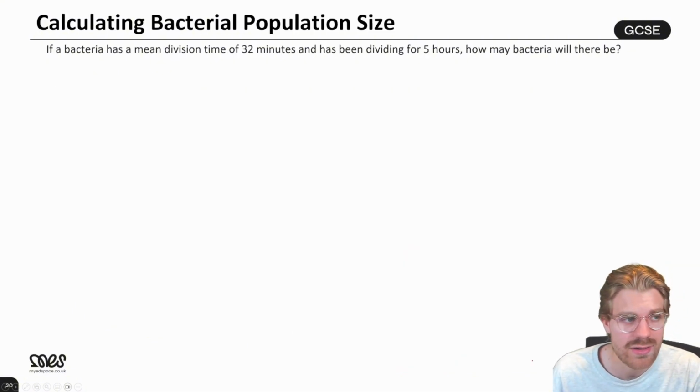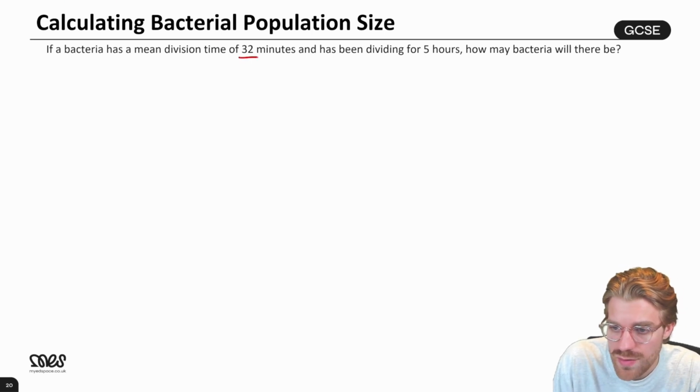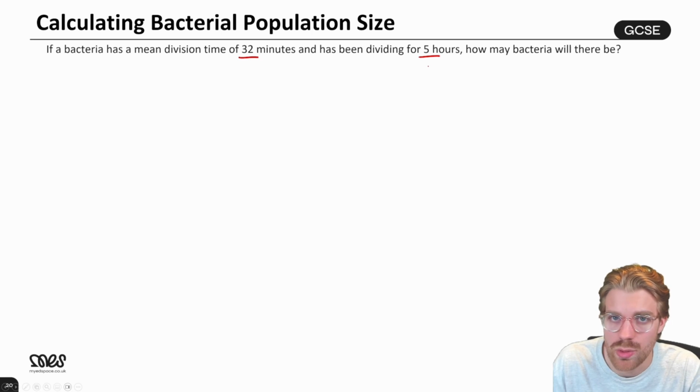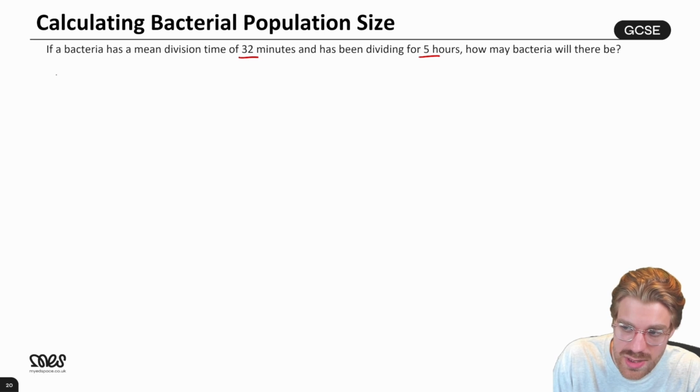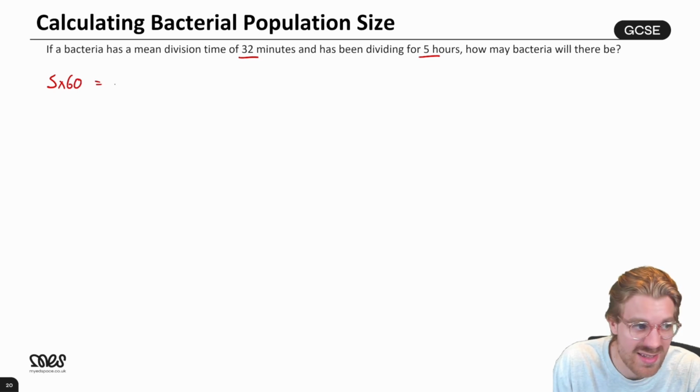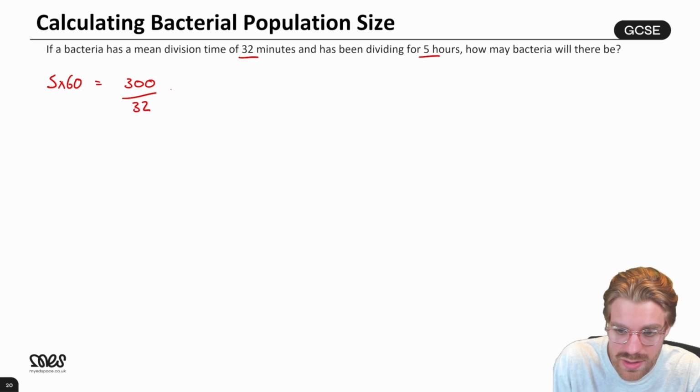So how do we calculate the population size? So if a bacteria has a mean division time of 32 minutes and has been dividing for 5 hours, how many bacteria will there be? Well, we need to start by working out how many generations there have been. So if in 5 hours it divides every 32 minutes, we're going to convert our hours into minutes. So we're going to do 5 times 60 to get 300 minutes. And then I'm going to divide by 32.